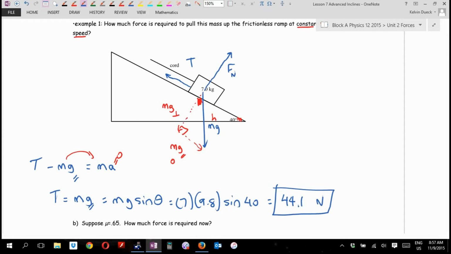I'll be honest, I wouldn't consider that very advanced inclines. You know what would be more interesting? How about let's bring a little friction to the table. So now it says, suppose mu equals 0.65. That's a fairly big coefficient of friction. Tension's going to get bigger. How much force is required now? Let's go back to our free body diagram, or our labeling the forces. We need to add friction. Which way would friction be?